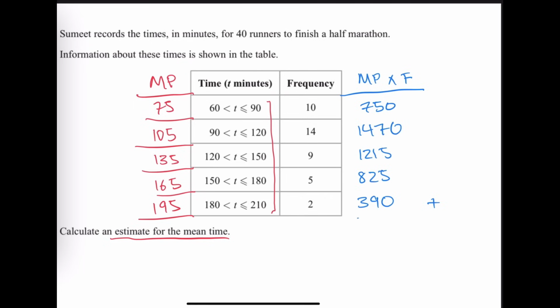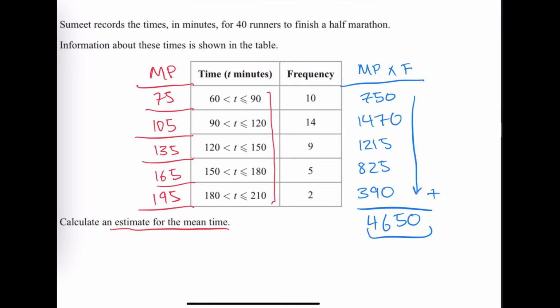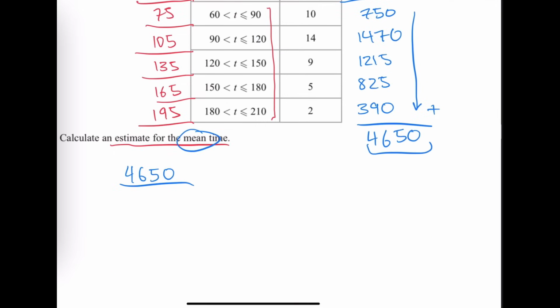Now, all we do is add all of this up. We know that this is 4650. This is the overall total of every single time, but we want to find the mean time. So we'll take the total and divide by 40 runners so that we can find the mean time, and the answer is 116.25.